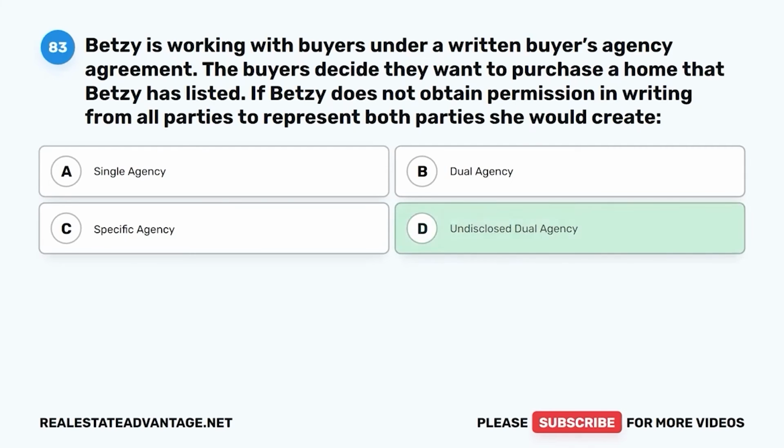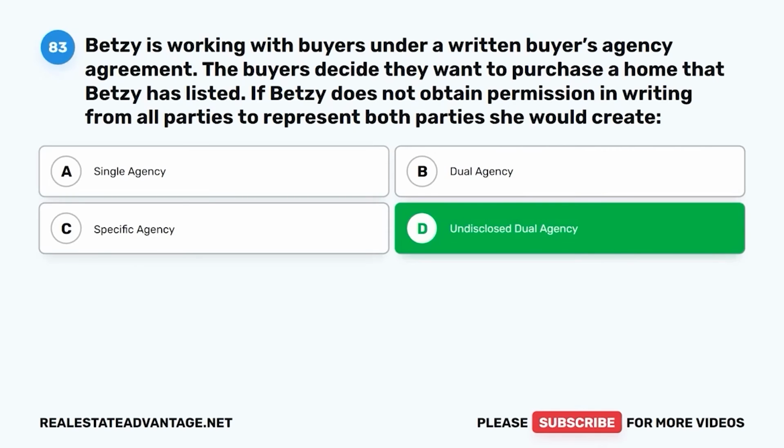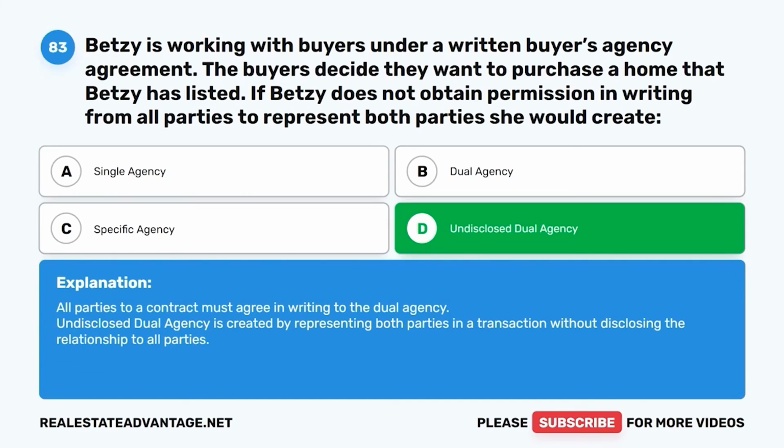The correct answer is D. Undisclosed dual agency. All parties to a contract must agree in writing to the dual agency. Undisclosed dual agency is created by representing both parties in a transaction without disclosing the relationship to all parties.